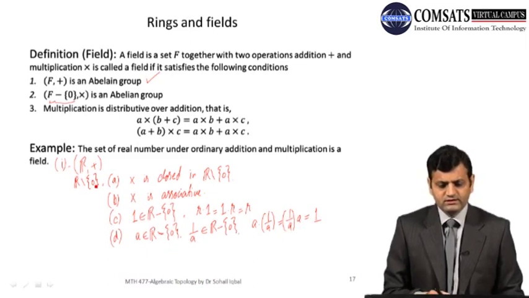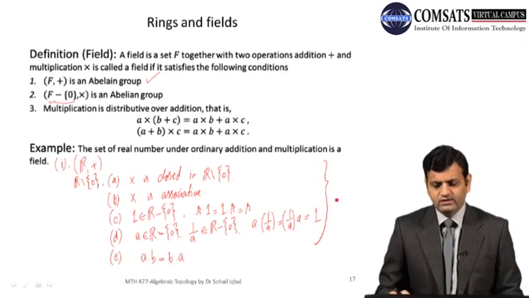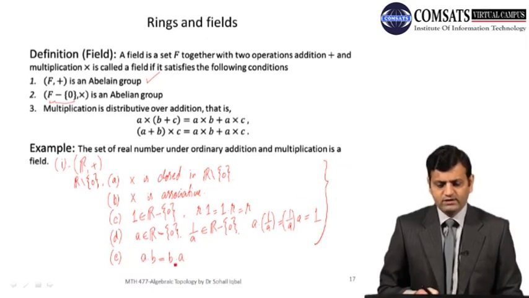So this set of non-zero real numbers has inverses as well. And in the last condition, I need to check that if I multiply any two real numbers in any order, then there will be no change in the answer. This is very trivial to see from our understanding of the real numbers: I can multiply real numbers in any order and there will be no change in the answer.